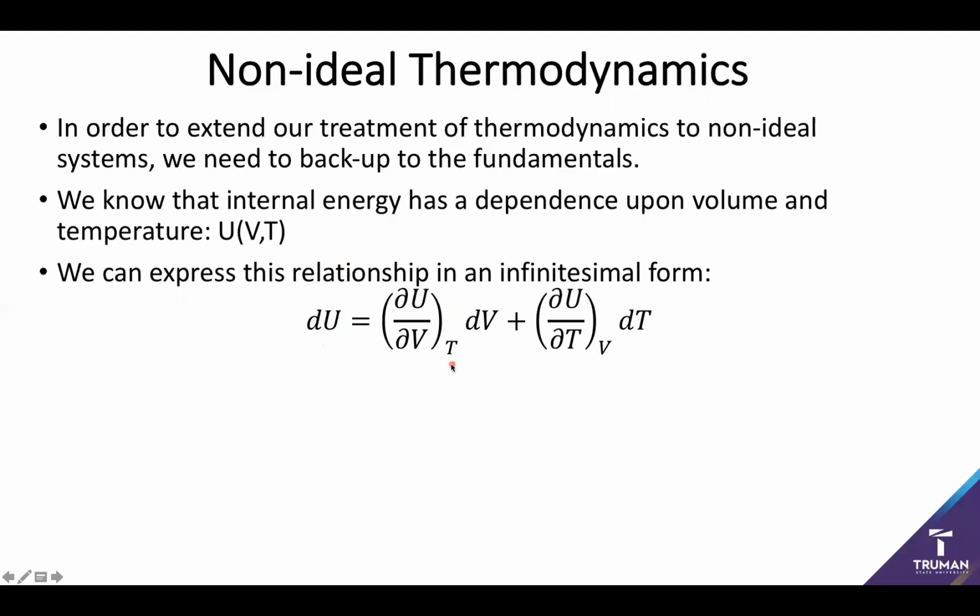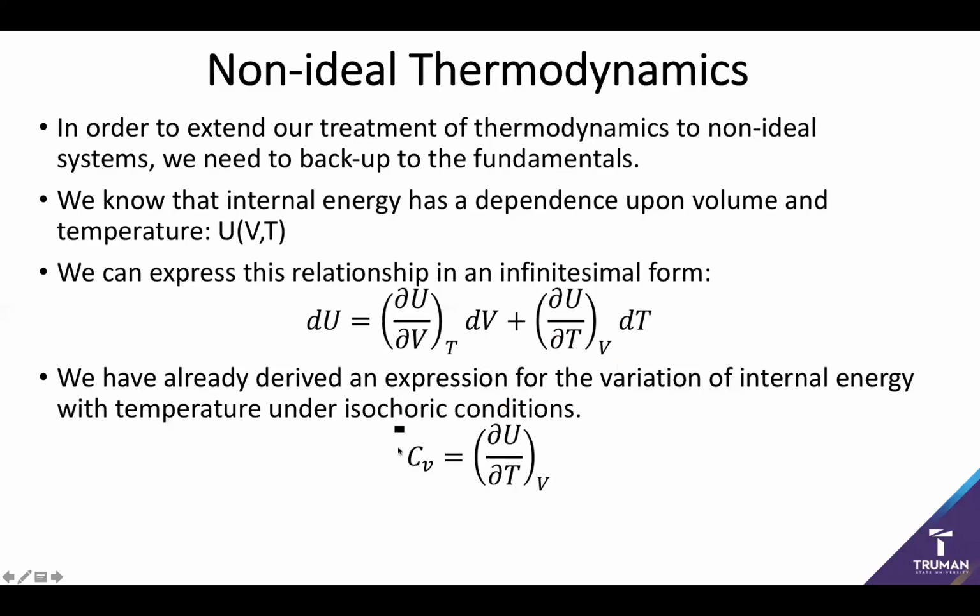One of the nice parts about this is when we're trying to break up our internal energy in terms of temperature and volume, it turns out we already have solved for the change in internal energy with temperature under constant volume, because this is our good old friend, the isochoric heat capacity. However, what we've been neglecting so far has been the relationship between internal energy and volume. So we're going to focus in on this change in internal energy with volume under isothermal conditions.